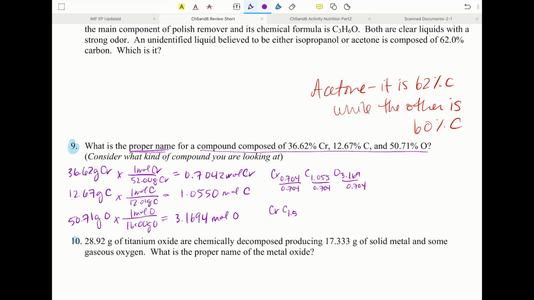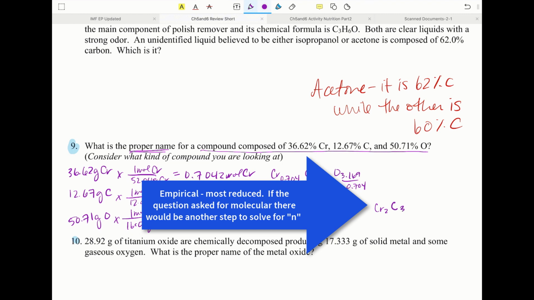Now, we need to think to ourselves, ooh, we can't have 1.5 carbons. That doesn't work that way. But 0.5, if we multiply by 2, because 0.5 is 1/2 as a fraction, is going to get us to whole numbers, which means you have to multiply all of them by 2, and then we get the correct empirical formula, and we'll jot that down.